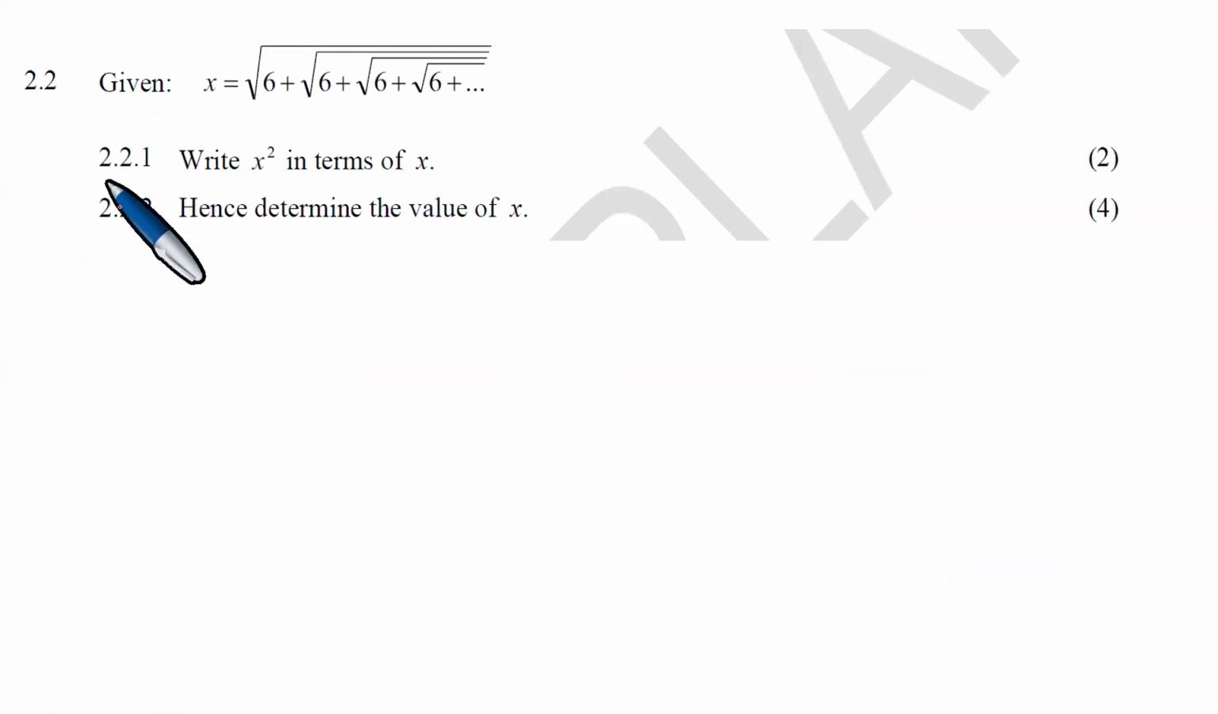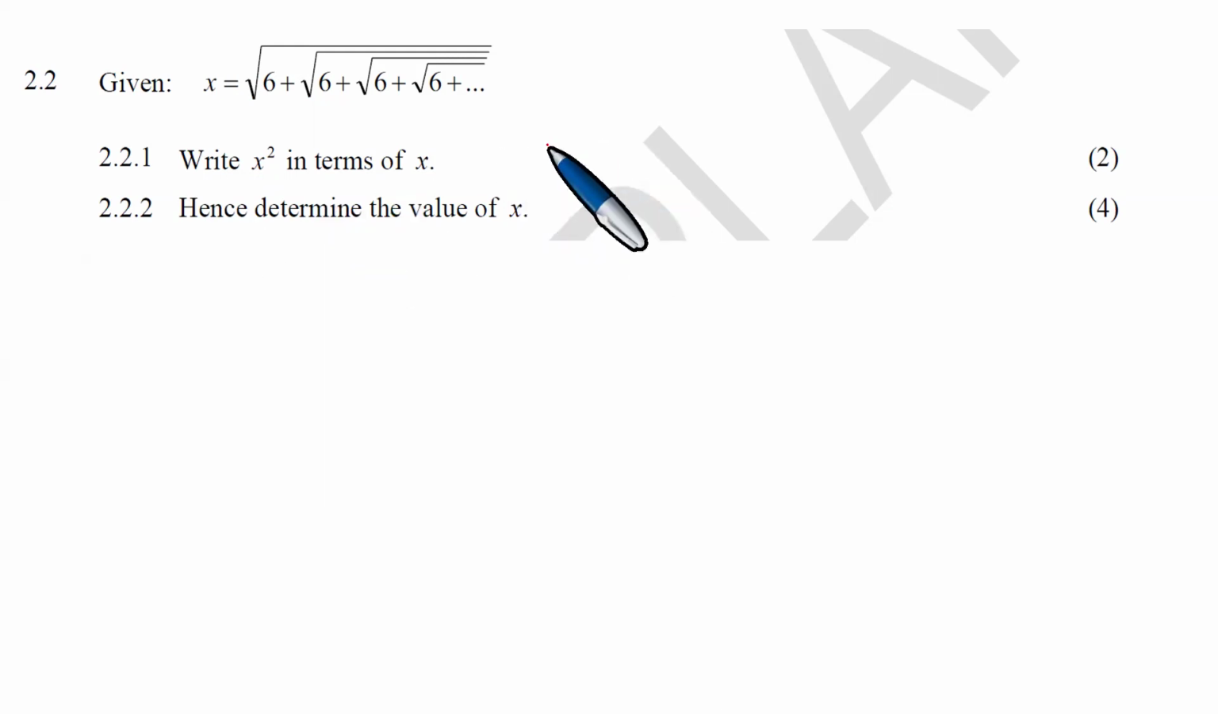Right, so in 2.2, then we have 2.2.1. You need to write x squared in terms of x. Then to write x squared in terms of x, we have the following.